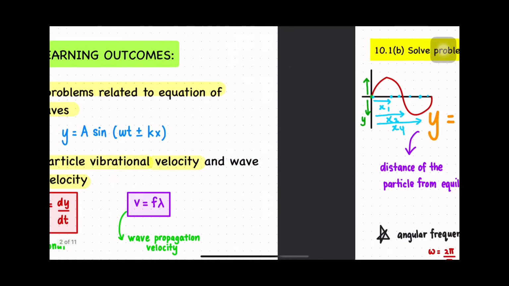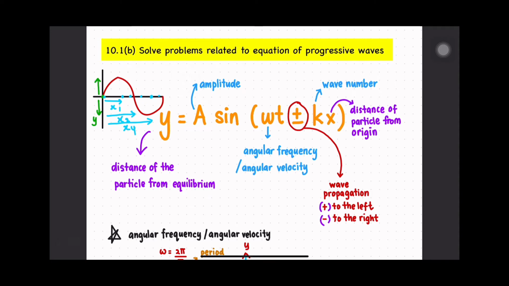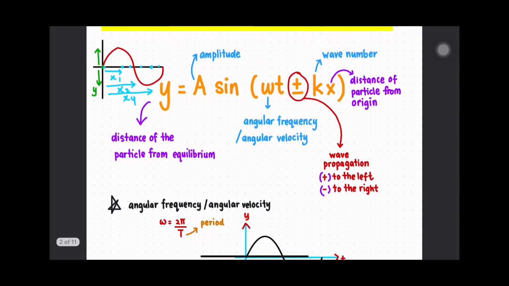Okay, so first learning outcome. Solve problem related to equation of progressive wave. As you know, progressive wave comes from longitudinal and transverse wave. So they are represented by this equation: y is equal to A sine omega t plus minus kx, where y is the distance of the particle from equilibrium. So this line is component y and component x. So y represents the y component, from the equilibrium position to any vertical position. So that's what we call y.